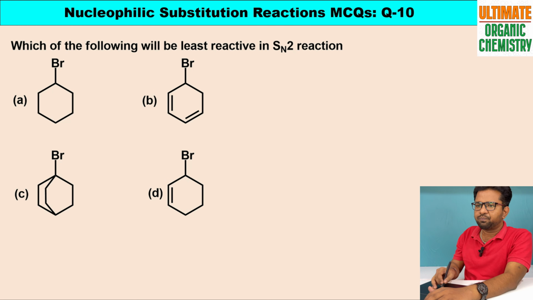Question number 10. Which of the following will be least reactive in SN2 reaction? The first species is an example of a secondary alkyl halide. Option B is an example of a secondary alkyl halide. Option D is an example of a secondary alkyl halide. And option C is an example of a bridgehead alkyl halide.